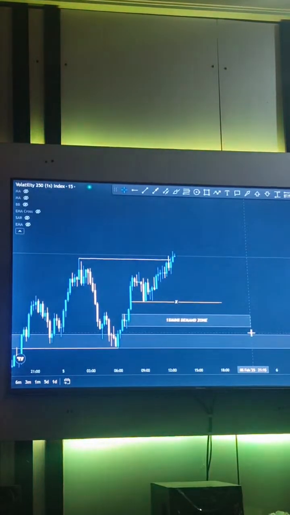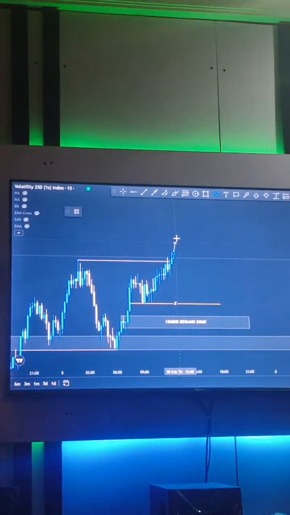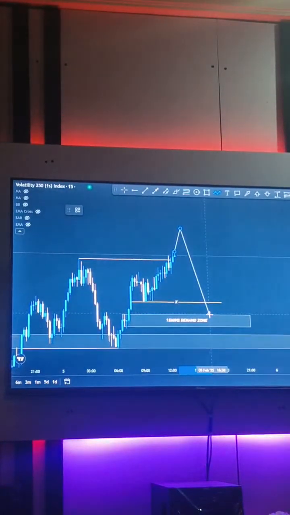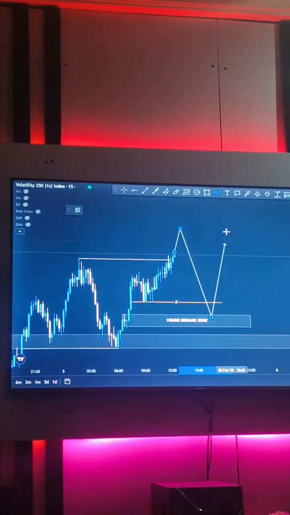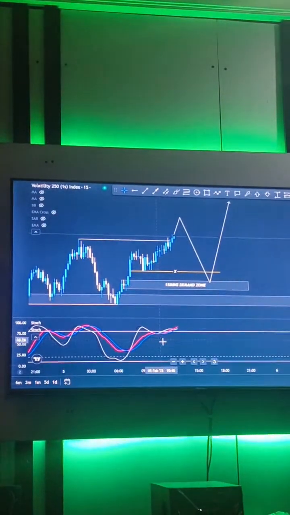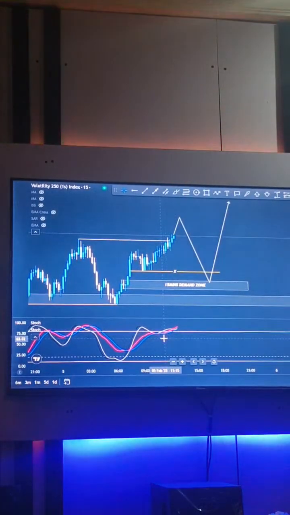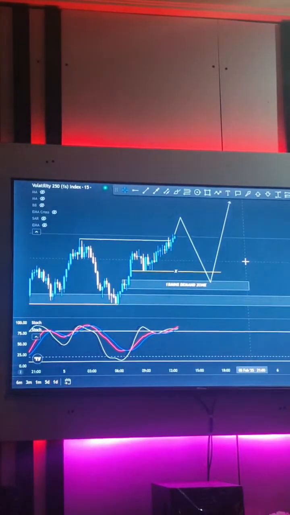Alright, so I'm going to save this. We are going to wait for a push upward, then a pull back here to the demand zone before we push higher. We should be expecting a sell anytime soon. Our stochastic is telling us we should start looking for a sell anytime soon.